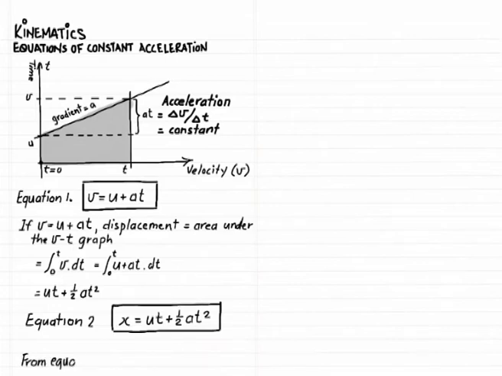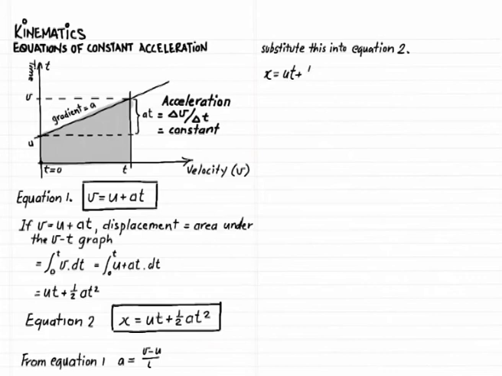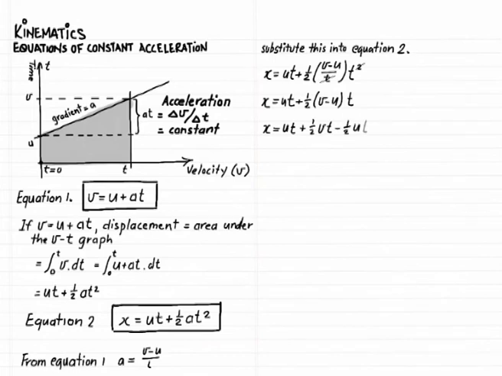Moving on, if we substitute equation 1 now into equation 2, we can see that we get x equals ut plus a half a times (v minus u over a) all squared, times t squared. Doing a little bit of arranging and collecting the like terms, we can see that we get to equation 3 where x is equal to a half (u plus v) times t. And that gives us the displacement if we know the initial velocity, the current velocity, and the time.